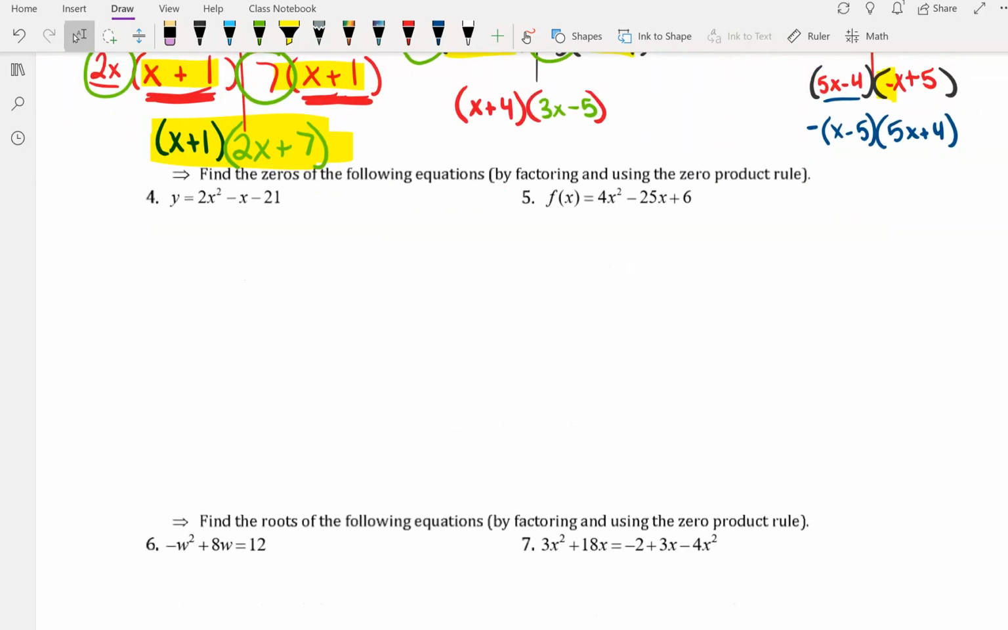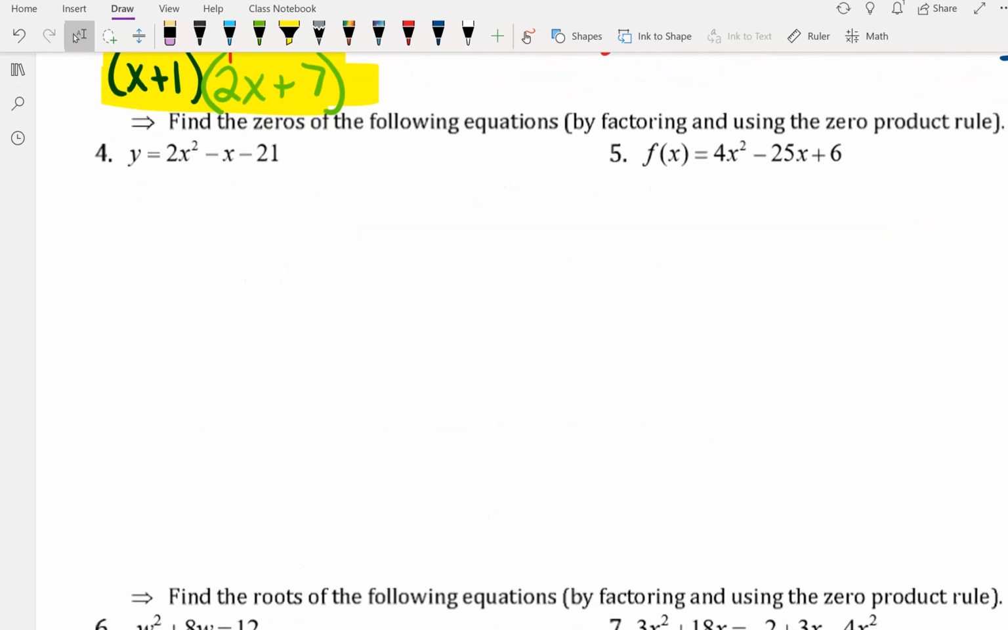All right, wow, I need to get moving faster. So we're going to find the zeros, which means we're going to factor, then set it equal to 0 and solve. So to factor this, to find the number that goes at the top of the big X, I multiply a times c. I get negative 42. Bottom of the big X is going to be negative 1.